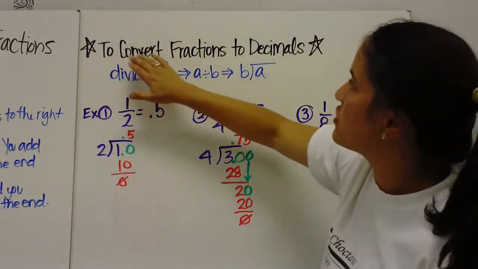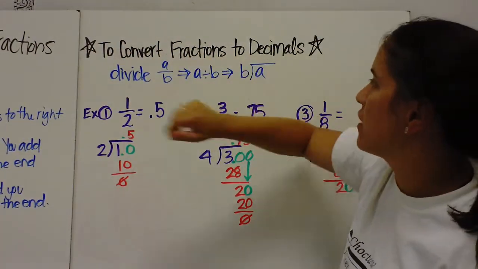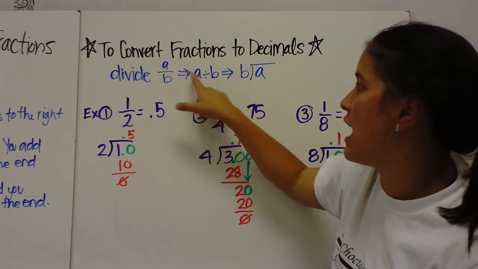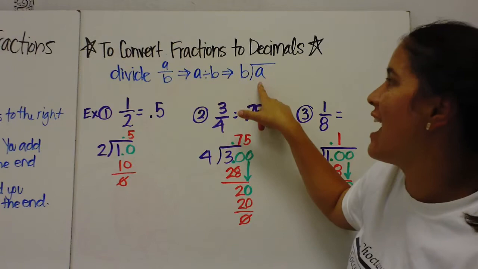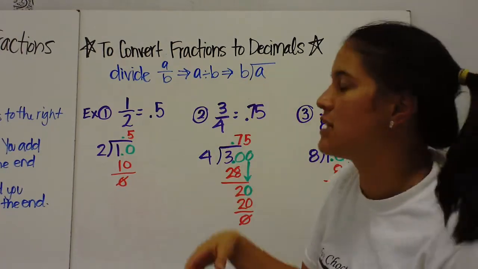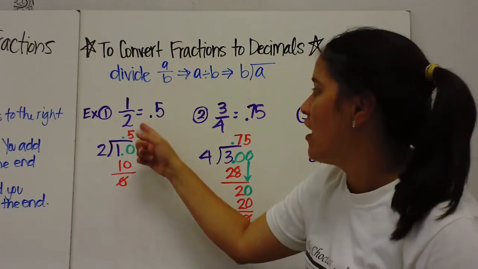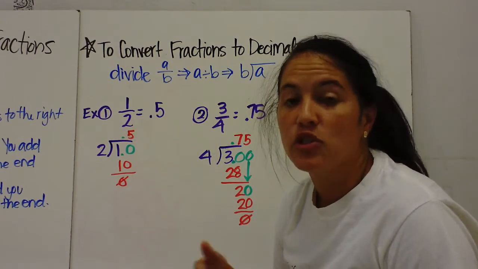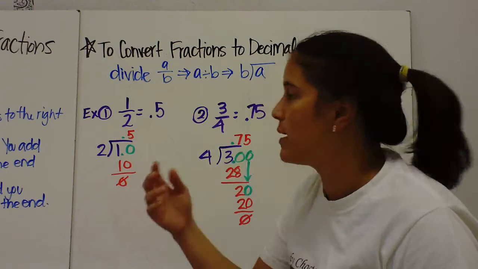All right, so to convert fractions to decimals, you're going to divide, because the fraction bar means division. So you're going to divide A by B, which means A goes inside the house and B is on the outside. We have to use long division. So we have 1/2. We all know 1/2 is 0.5. I'm showing you this as an example, so hopefully it will make sense.